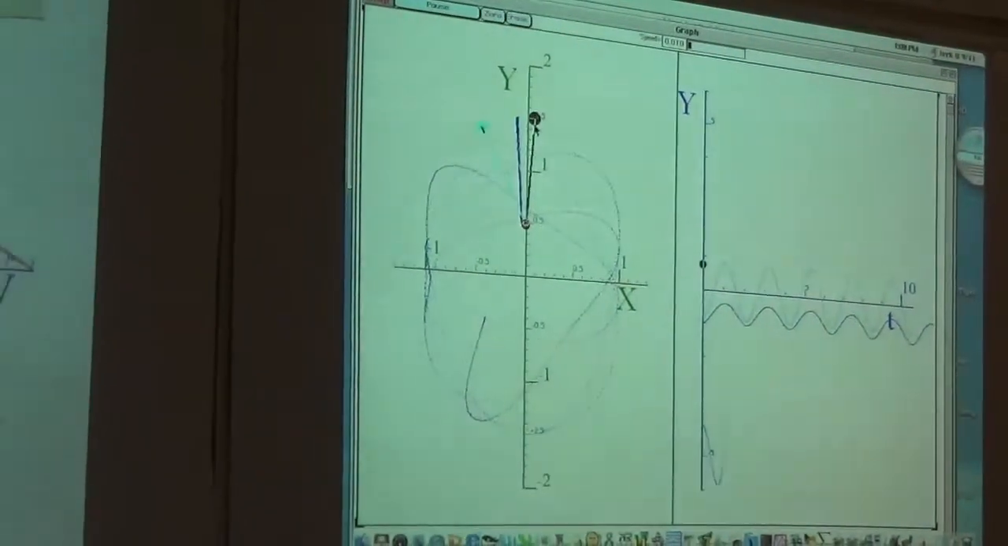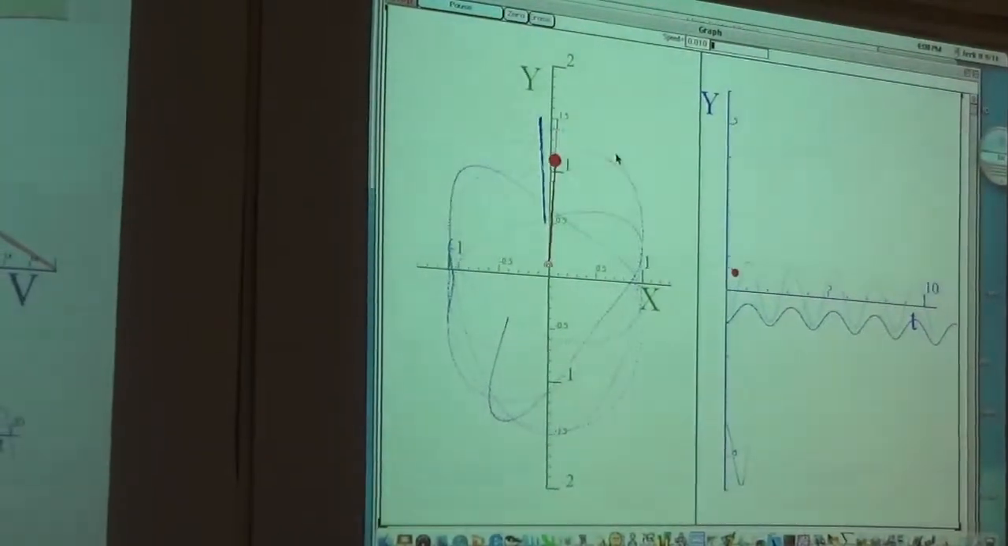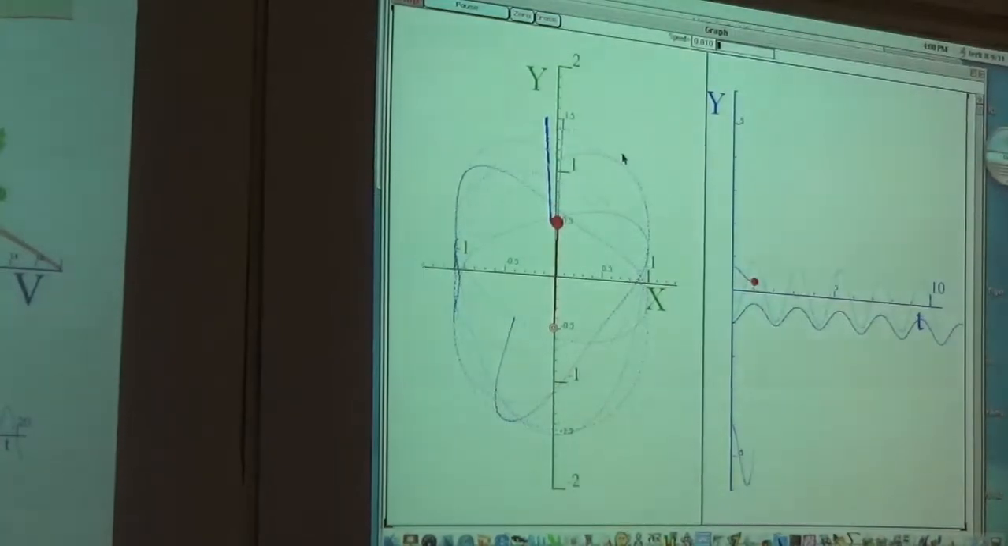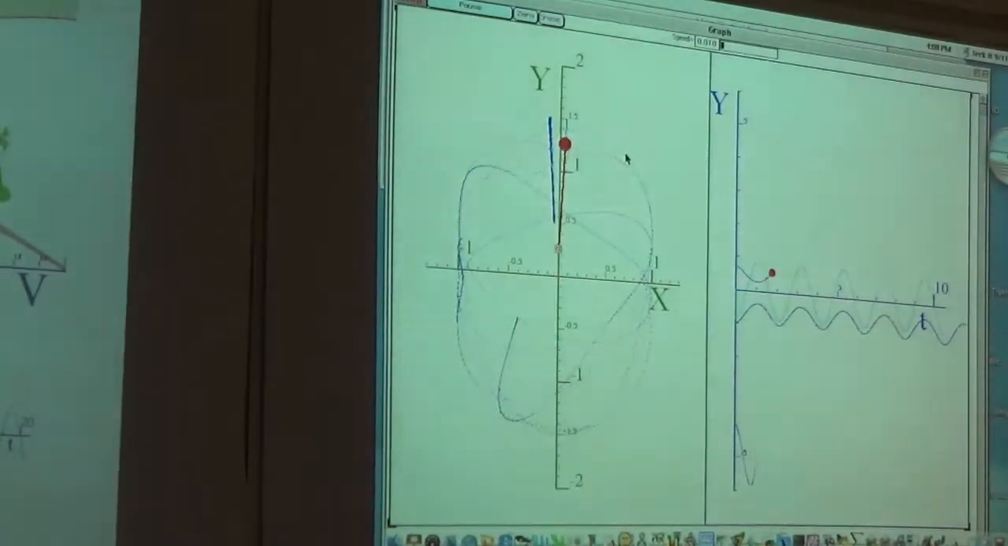Now I can bring this thing back and start it again with any small amplitude I want, and I'll get the same thing. Let me start it again right next to there with a smaller amplitude, about half of that. I've got to be careful here.